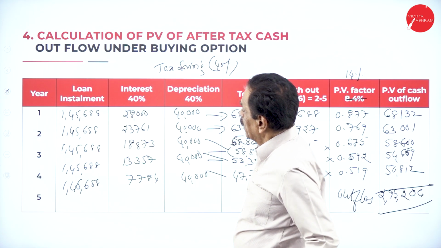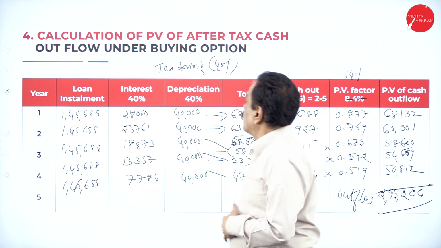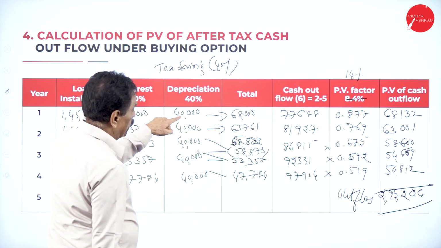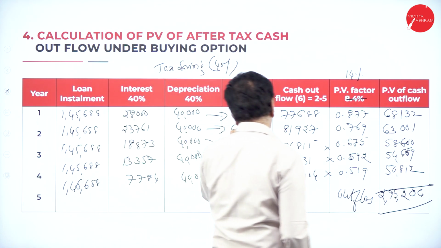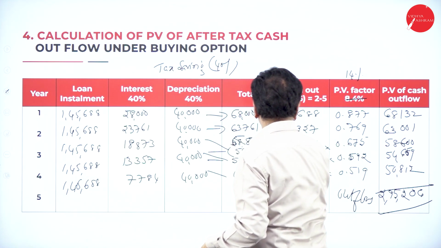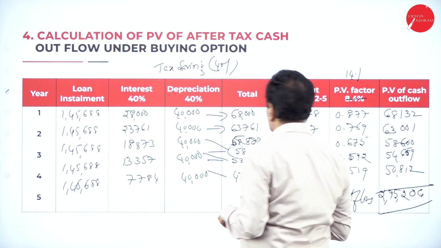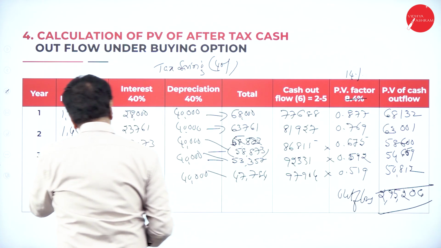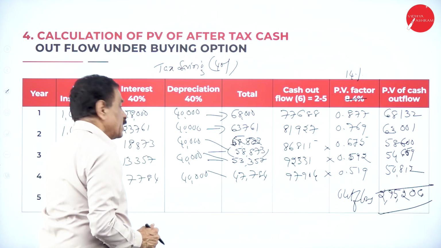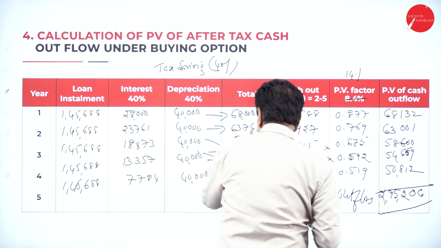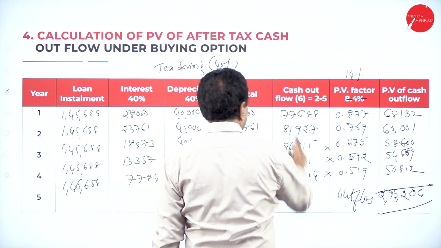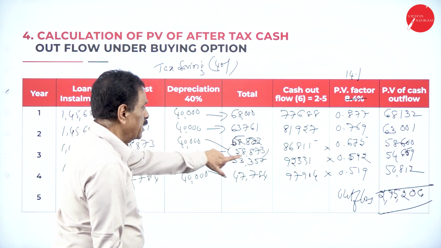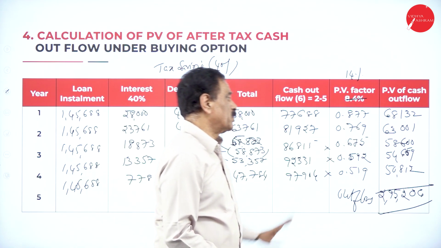Then, the loan installment is this. How much tax saving? 40% of the interest. Totally saved 68,000. You deduct, 77,688. The discount factor is 0.877. Second year, 1,45,000, 40% is 23,768. 63,768 it becomes, 81,927. Multiply by 0.769. So much will come.